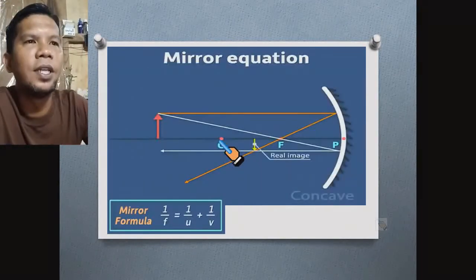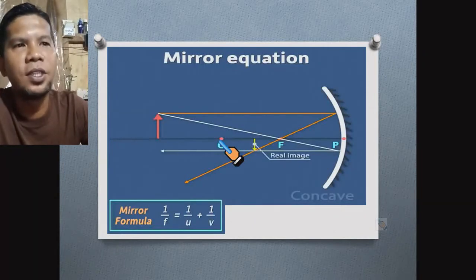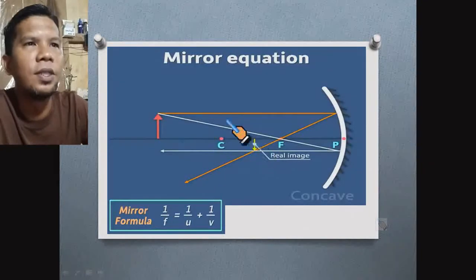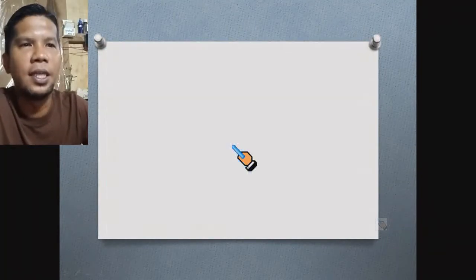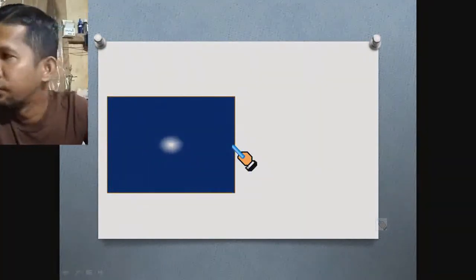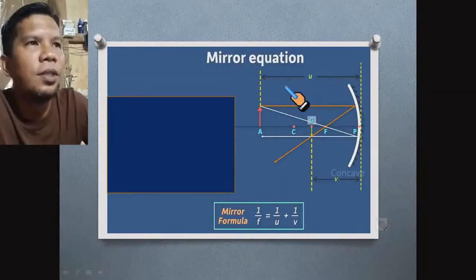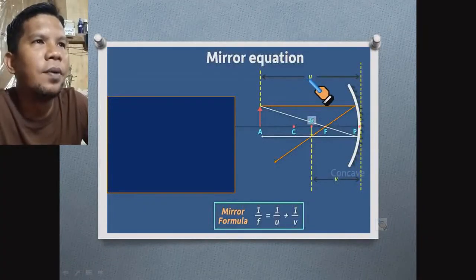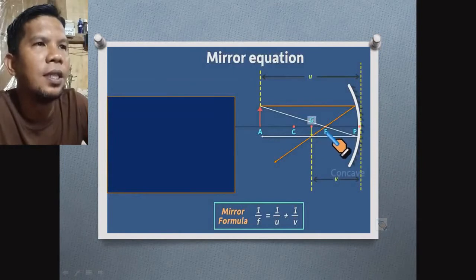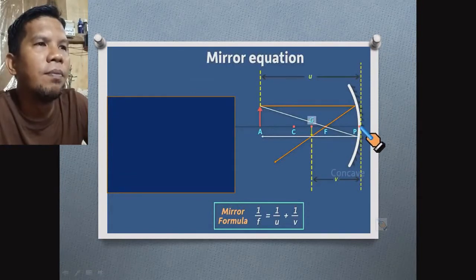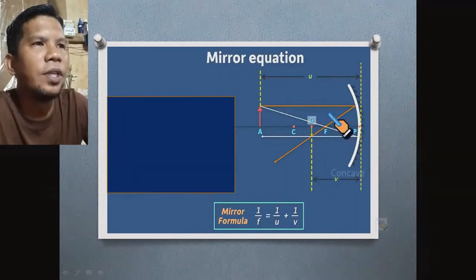Now, what is 1 over F? What is F? What is U? And what is V in our formula? So we are going to look at it on this ray diagram. Okay. Now, if you are going to observe this one, we have our U, we have our V. Now, our F is the distance from the focal point, or focus, to the pole. So that is our F. We already know the F.